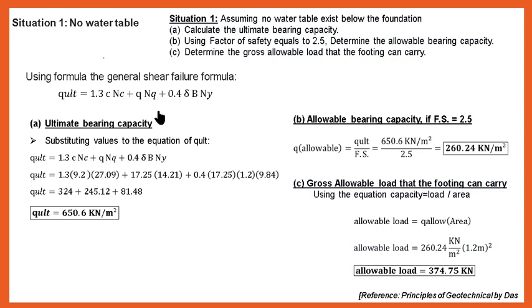So, pag sinubstitute nyo lahat yan, makukuha natin yung ultimate bearing capacity natin, which is equal to 650.6 kilonewton per meter squared. So, ito yung ultimate bearing capacity natin. That is for letter A. For letter B, pag meron daw tayong factor of safety which is equal to 2.5, ano yung magiging allowable bearing capacity natin? So, allowable bearing capacity is equal to the ultimate bearing capacity over factor of safety. So, just substitute yung values natin, makukuha natin yung allowable bearing capacity natin, 260.24.